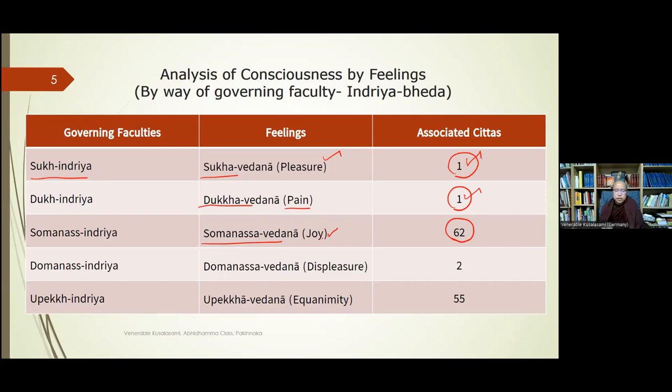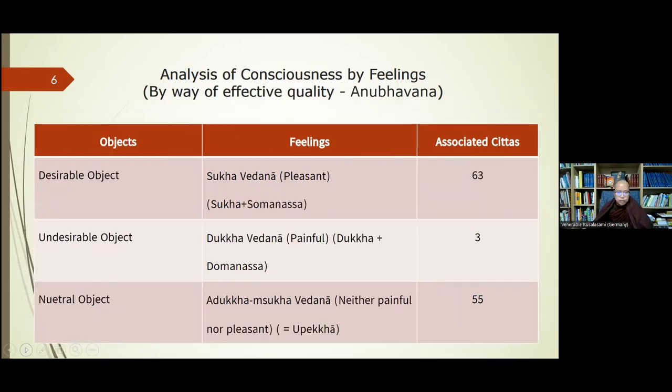And Somanasa Vedana, the feeling of joy, 62. And Domanasa is only 2, and Upekkha is altogether 55. So this is by way of governing faculty, Indriya Bheda. Another way is by way of affective quality, in Pali, Anubhavana. In this way, there are only 3 feelings, yeah, not 5.